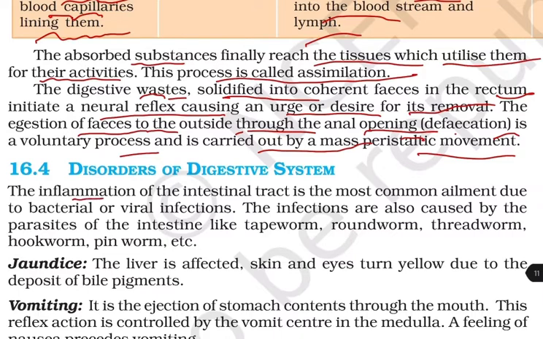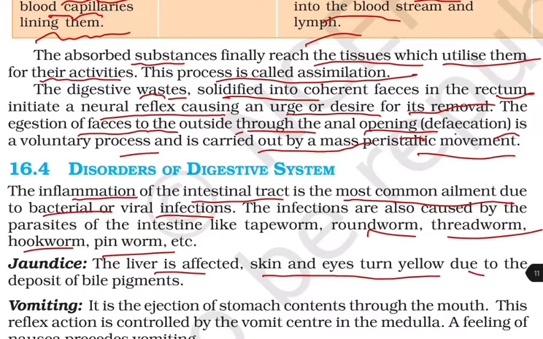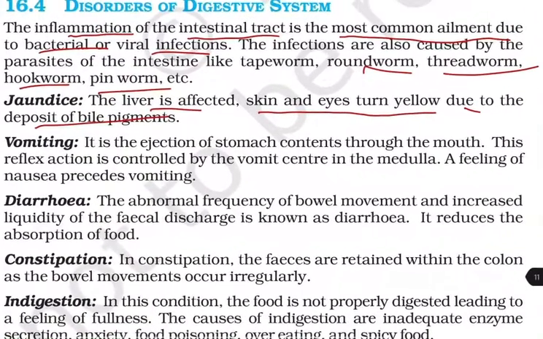Disorders of the digestive system. The inflammation of the intestinal tract is the most common ailment, due to bacterial or viral infections, and infections are also caused by parasites of the intestine like tapeworm, roundworm, threadworm, hookworm, pinworm, etc. Jaundice. The liver is affected. Skin and eyes turn yellow due to the deposit of bile pigments.